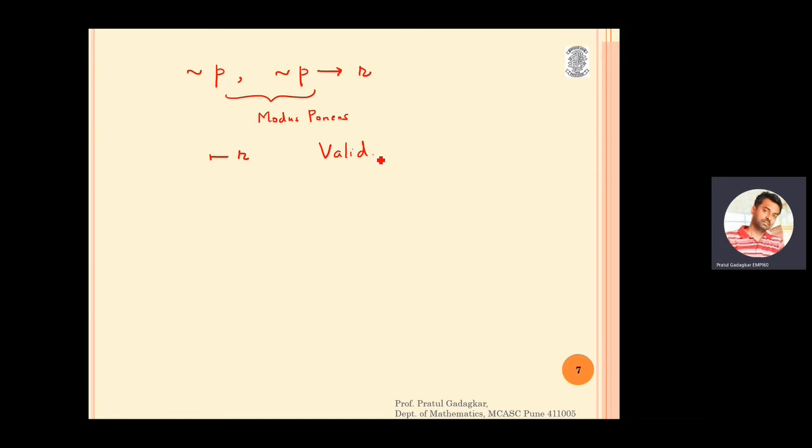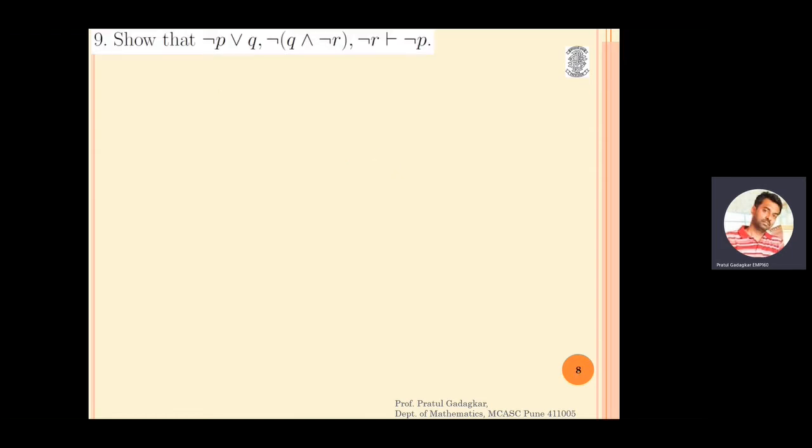Now let us move to the next problem directly. I have to show that negation (P or Q), negation Q or negation of (negation R), and negation R will give you negation P. This is what I have to prove now. Firstly, we will apply De Morgan's law directly so that it becomes simple. Negation (P or Q) will be kept as it is. By De Morgan's law, it is negation Q or negation of negation R, which is R, with negation R. I hope all of us know De Morgan's law: negation of (A and B) is equivalent to negation A or negation B. This is what I have applied.